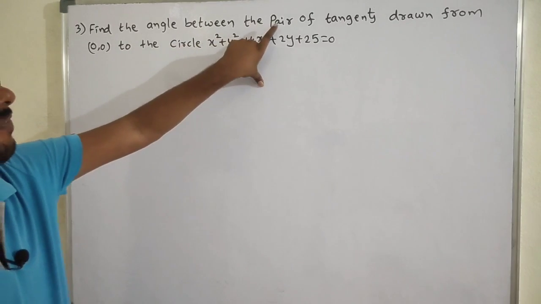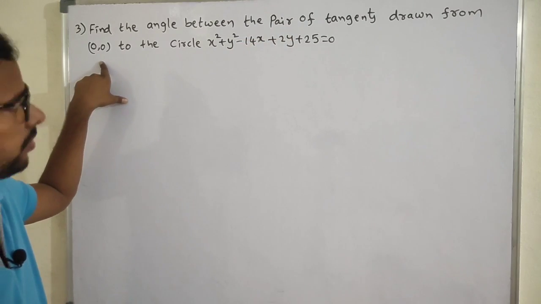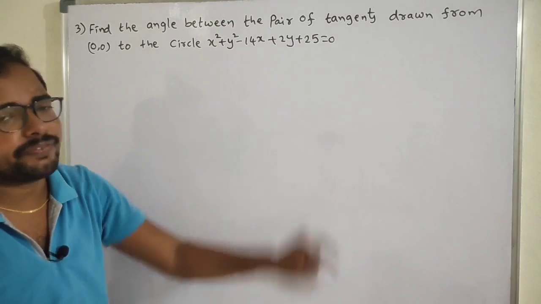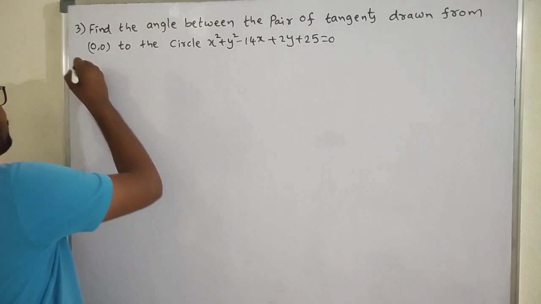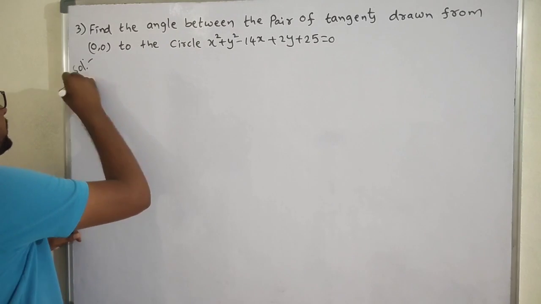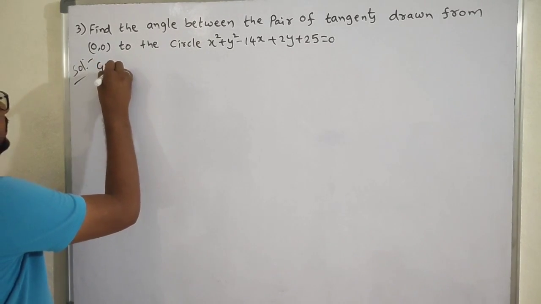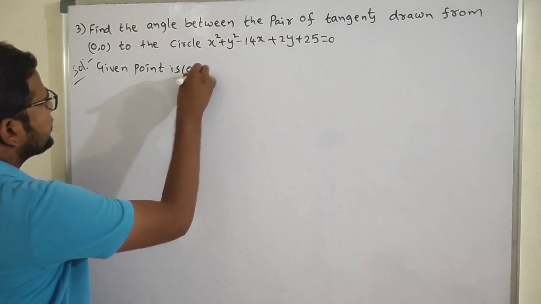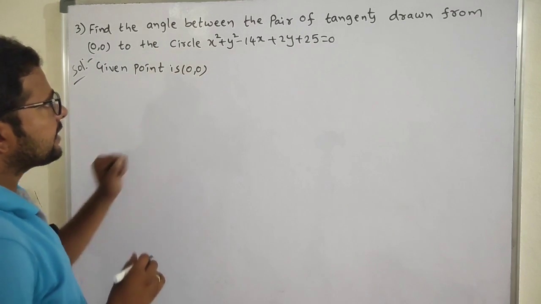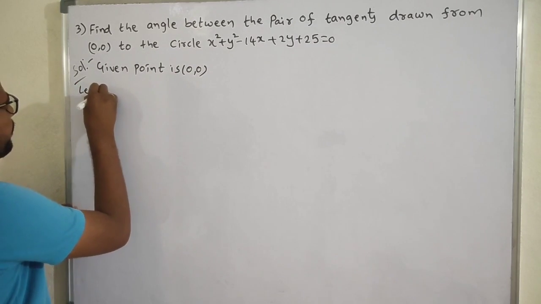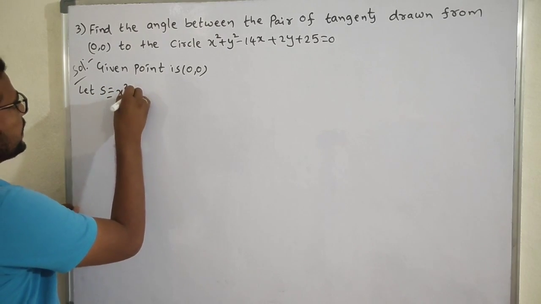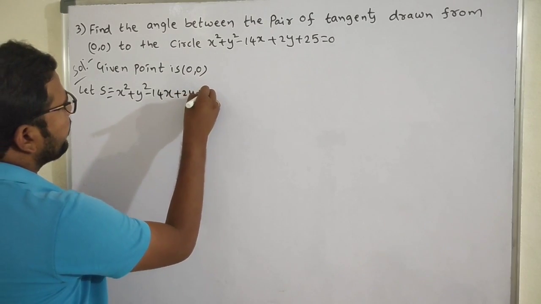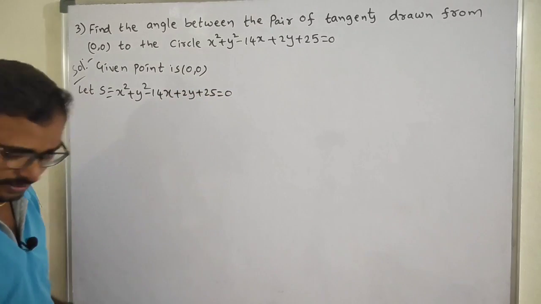Find the angle between the pair of tangents drawn from 0, 0 to the circle x square plus y square minus 14x plus 2y plus 25 equals 0. So this is also the same model, same as the first question. What is the given point? The given point is 0, 0. And what is the given circle? Let S be x square plus y square minus 14x plus 2y plus 25 equals 0. This is the given circle.